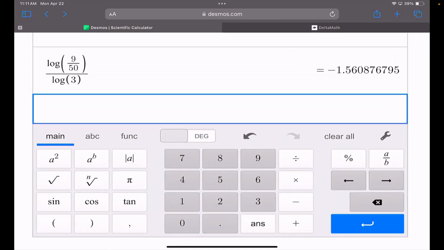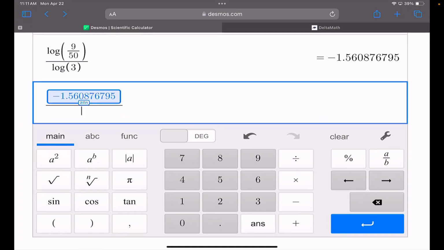Okay, so I get a negative number. It's okay. That's not my finished answer, though. I want to divide it by 3 as well. So then I'm going to take my previous answer, divide it by 3. That's my finished answer. That's the one I'm going to round.